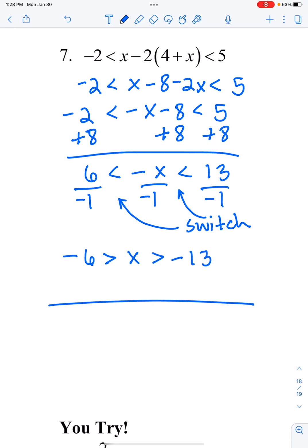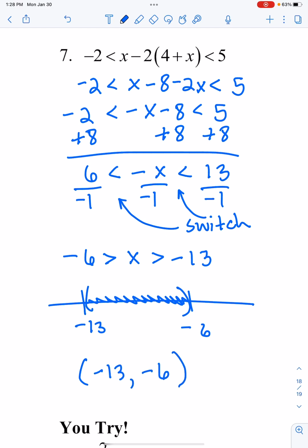On a graph, we put negative 13 on the left side of negative 6. Our x is between, so we go in between, and we do parentheses on both sides. The interval would be parentheses negative 13, comma, negative 6, parentheses.